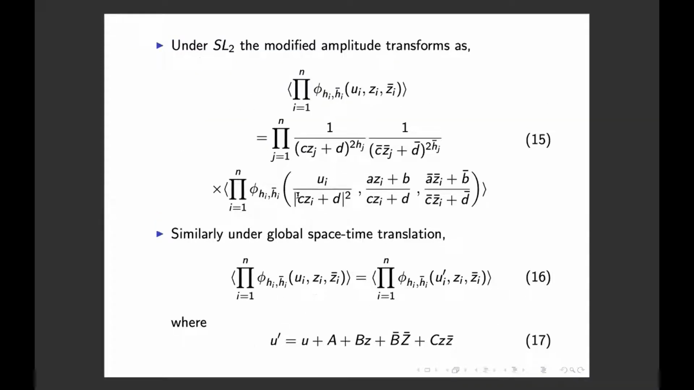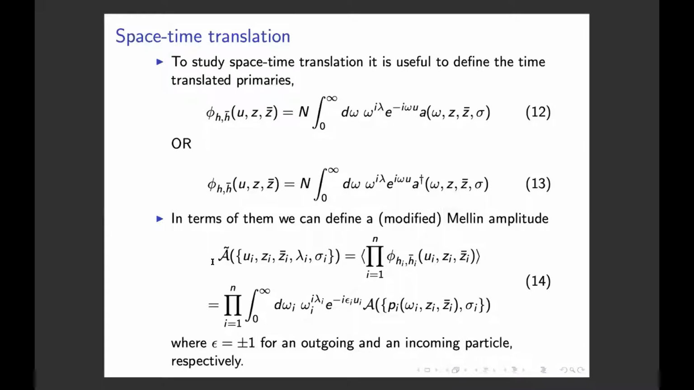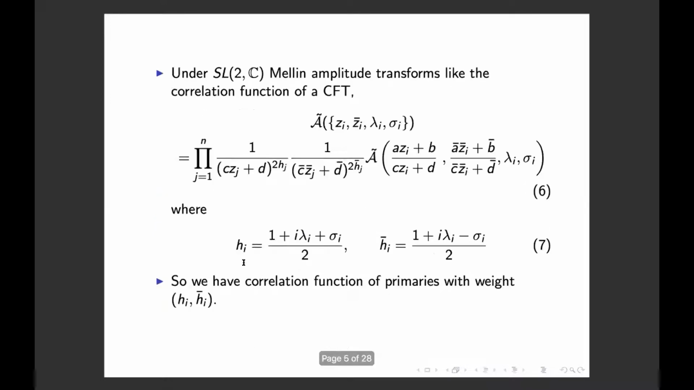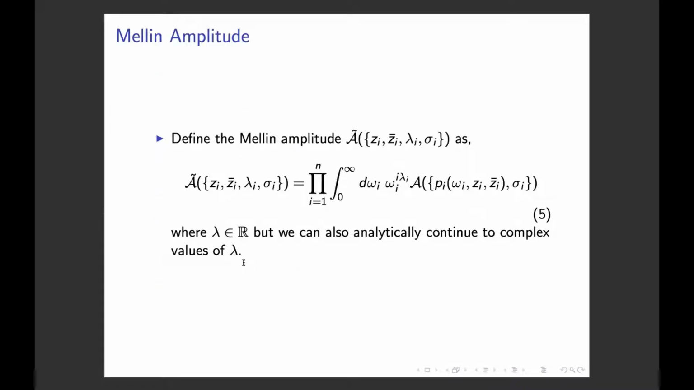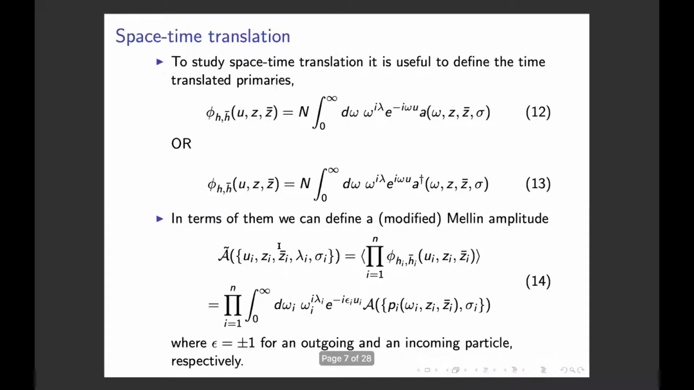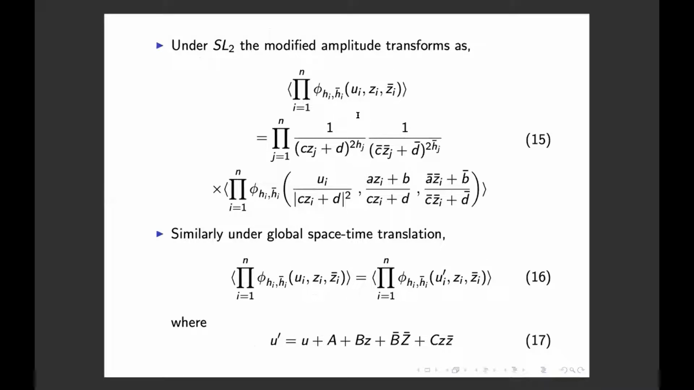Okay, so now, how does this object, this A tilde, transform? I just use the same symbol for both, the A tilde which depends only on Z, Z bar, and the A tilde which depends on U, Z, Z bar. In most of the talk I'll just be talking about this A tilde which depends on U, Z, and Z bar. So now, how does it transform under the SL2C? This equation 15 is the transformation law.